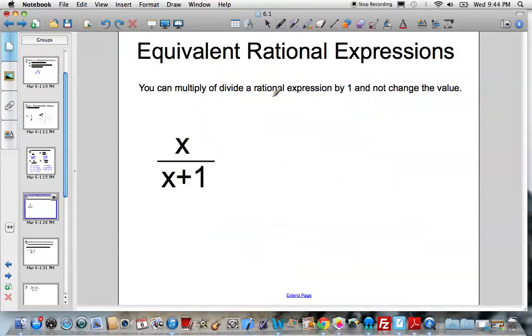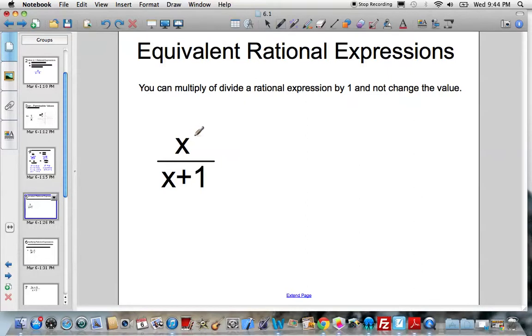So, next topic we're going to talk about equivalent rational expressions, and where this leads to is simplifying rational expressions. A math teacher once said to me that there's only 2 operations in math, multiplying by 1 or adding or subtracting 0. And this is sort of the same thing with equivalent rational expressions.